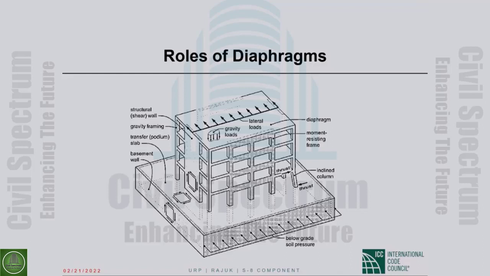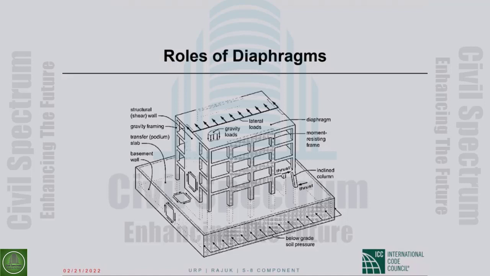When the building of which this slab is a part is subject to wind forces or forces due to earthquake excitation, now the same slab will bend in its own plane like a deep beam. And now we call the slab a diaphragm. Okay, the slab is acting as a diaphragm.